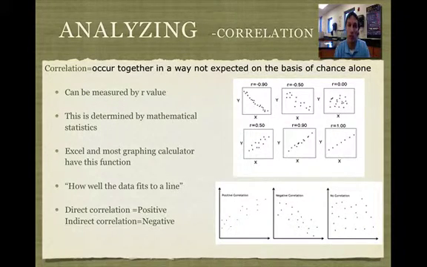Analyzing and correlation. Okay, so correlation means two things occur together, in a way not expected on the basis of chance alone. So that means it can't randomly happen. That's what we're talking about when we're talking about correlation. And it's measured by what's called the R value. Now this is a mathematical statistic. You can plug it into a calculator or an Excel program and it will draw the correlation line for you.